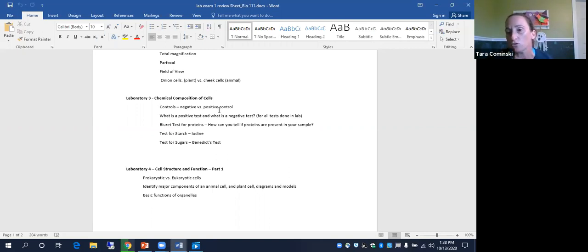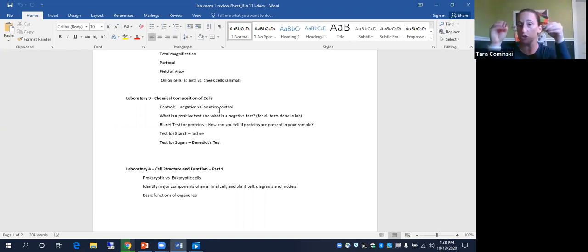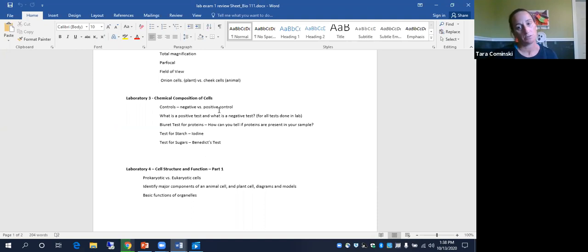And then what about a positive control? Say for the starch experiment, what would you use as a positive control if you were testing for the presence of starch? It's not a trick question. What do you think? Yeah, but what would actually be the tube that you'd consider your positive control? What would it have in it? Starch. Potato. You would actually have starch in it.